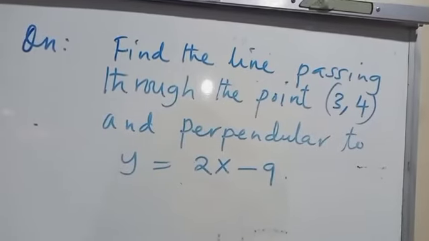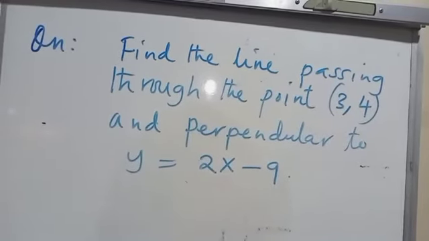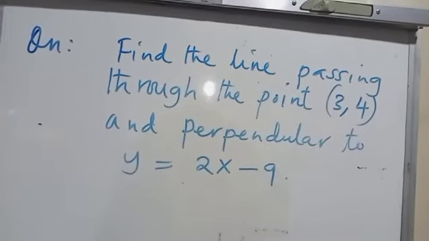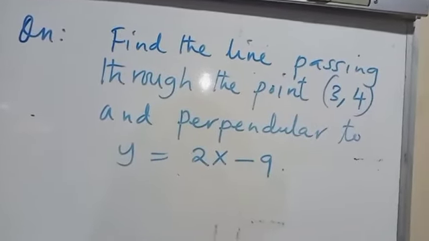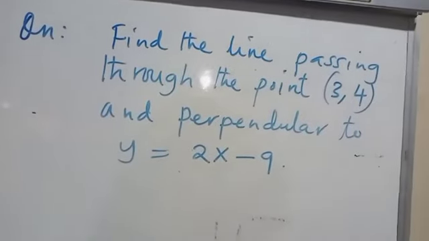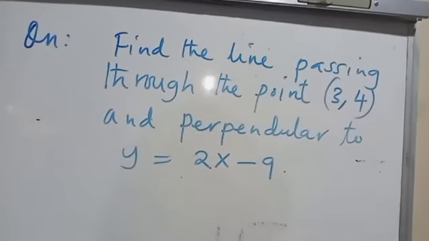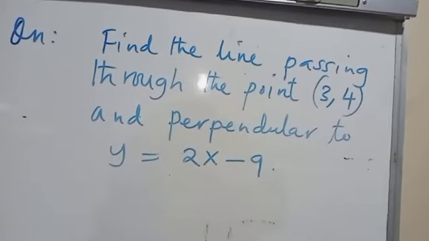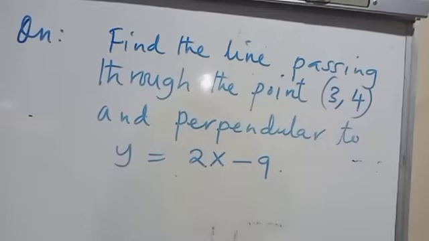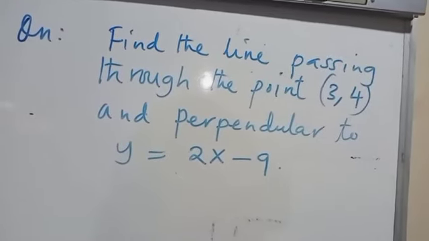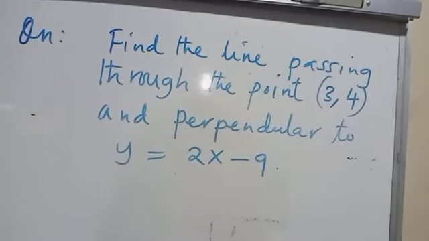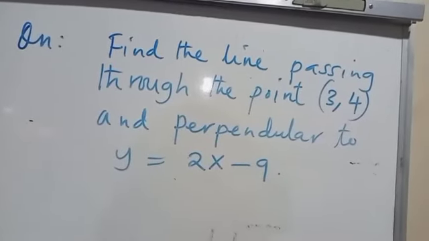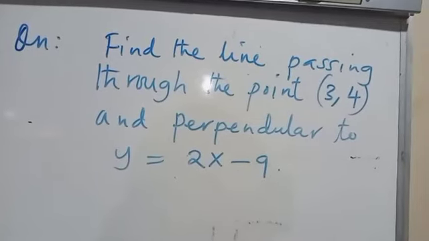What we are required to do here is to know that for perpendicular lines, the product of slope 1 and slope 2 is always equal to -1. So here we have to take our equation, which is y equals 2x minus 9, and solve for m1. After that, we will calculate the value of m2, which is slope 2. Then we will go directly to find the line which is passing through (3, 4).